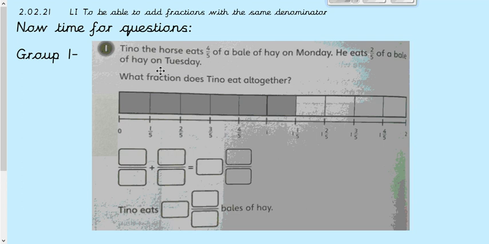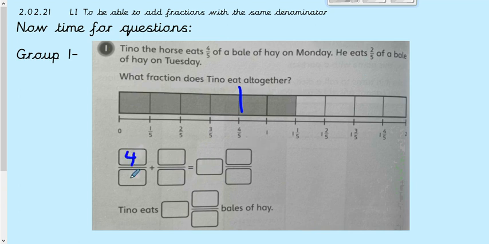It says Tino the horse eats 4/5 of a bale of hay on Monday. He eats 2/5 of a bale of hay on Tuesday. What fraction does Tino eat altogether? This is very similar to the question we looked at the beginning of the lesson. You just had to add 4/5 and 2/5, and it actually has the fraction bar or the number line there to show you. So we have 1, 2, 3, 4/5, and then 1, 2. So you could have counted them to find out the answer, 1, 2, 3, 4, 5, 6, or you could have added them as well.